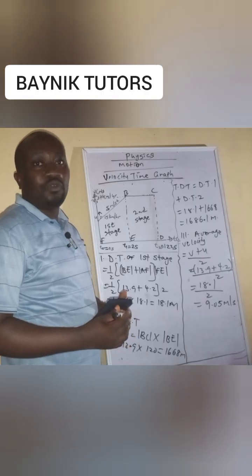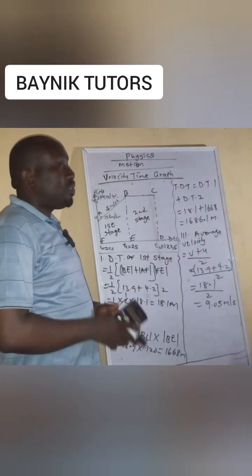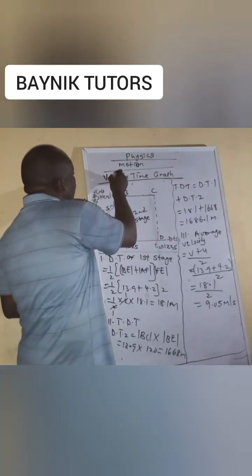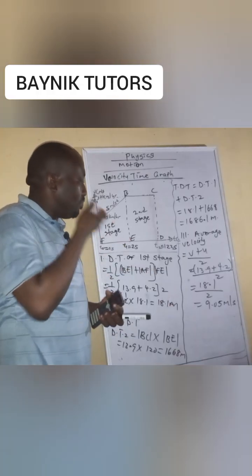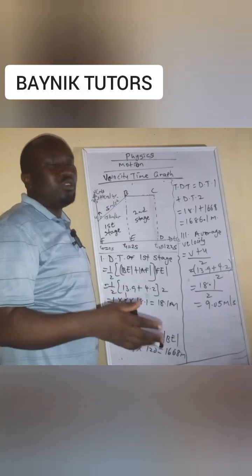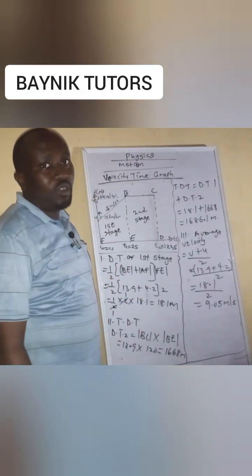We'll still continue from the motion of the velocity time graph as we proceed ahead. There are still more past questions to solve, so we'll just go from there. We'll move to motion under gravity, projectile. So we trust God for more clarity.